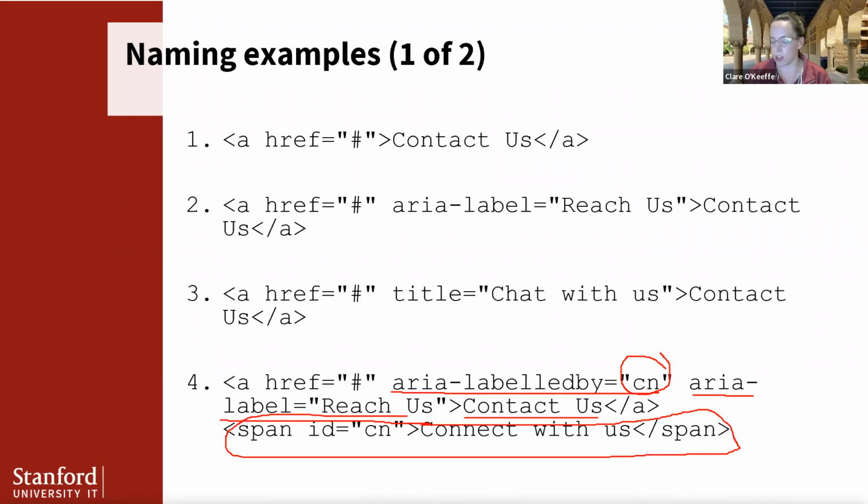So now we've confused things, but the browser could read this and figure out the label is going to be "connect with us," regardless of what was visible, which was "contact us," and regardless of the ARIA label, "reach us." aria-labelledby wins, so the accessible name for this is going to be "connect with us."